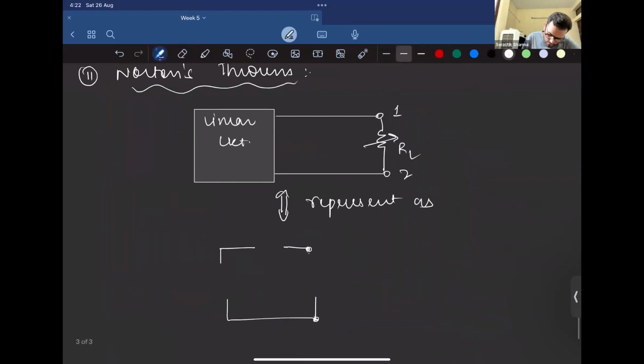So we represent it as Norton current IN in parallel with a Norton resistance or a Thevenin resistance. Both are same. When we do source transformation, the resistance remains same, right? That's why a Norton resistance or a Thevenin resistance is same. RN is equal to RTH, and the methodology of calculation also remains same. Any questions till this point?